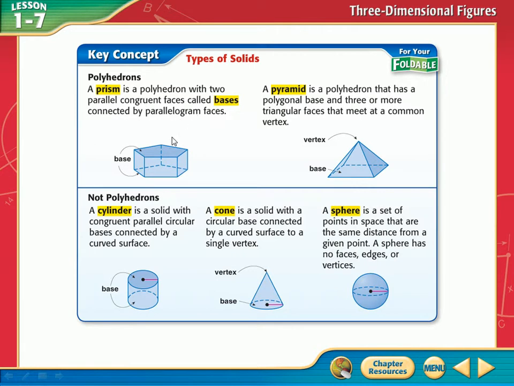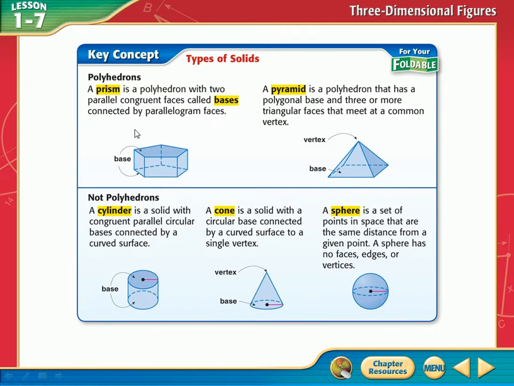What does that mean? Parallel, right? You know what parallel means. We talked about parallel not too long ago. Or maybe it was the other class I talked about parallel. Well, anyway, two parallel congruent faces. Congruent means they're exactly the same, which means, look, the bottom of this and the top of this are exactly the same. Make sense? And what do we call those two congruent faces? We call them bases. That's right.